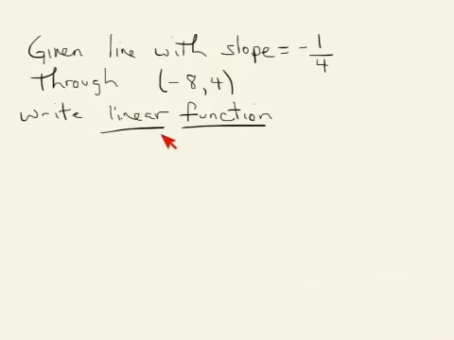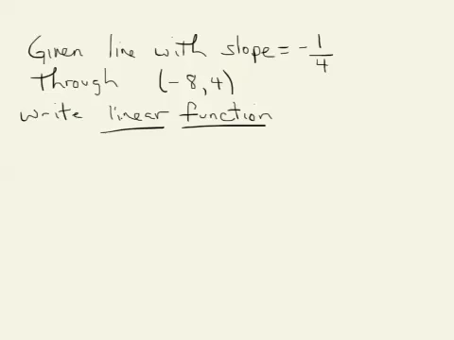Here we're given a line. They're telling us we have a linear function, we just don't know what it is. But the linear function has a slope of -1/4, and it goes through the point 4, -8. This is called an ordered pair, people, not a slope. So this is a dot on a graph. This is the slope, the up and over, the rise over run.